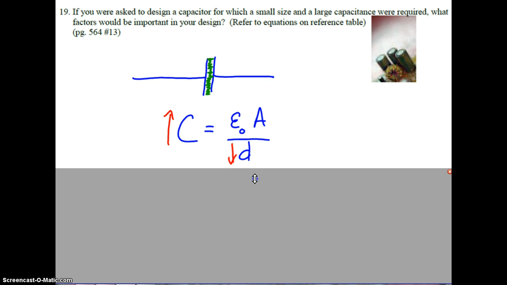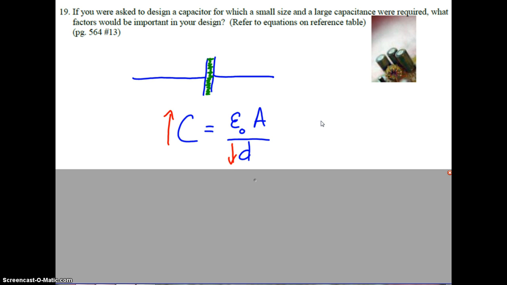If we start with a drawing of a capacitor here, just in a portion of a circuit, parallel plates. I'll explain the green filled in area here in a moment. And the formula for capacitance, C equals epsilon 0 A over d. They want a large capacitance but a small size. What that says to us is that we're not allowed to increase A in order to increase capacitance.